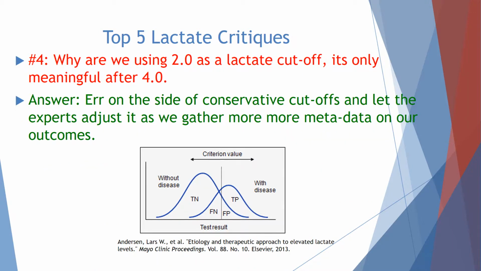Why are we using 2.0 as the cutoff? It's only meaningful after 4.0. This is actually a valid argument to make. Anytime we use a screening test, we want to balance the benefits, like not missing the disease, with the risks, over-treatment, complications of treatment, etc. In the case of sepsis, a conservative cutoff was chosen, and as we get more experience with the SEP-1 measure, that cutoff may well be adjusted by the experts. But for now, let's err on the side of a conservative cutoff and let the experts adjust it as we get more metadata on these outcomes.